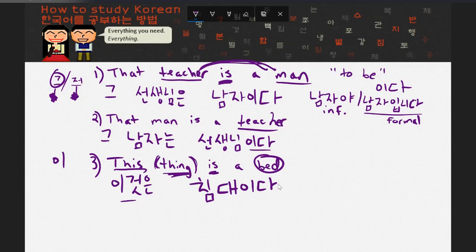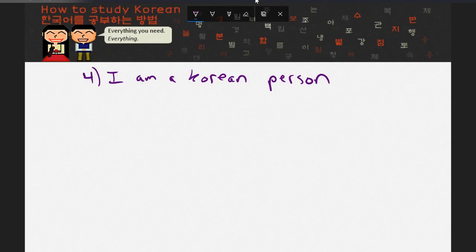The next sentence I would like you to try is: I am a Korean person. I want to point out that you actually really haven't learned how to make this type of sentence, but actually you have. In English, you might look at this and say, well, okay, in Korean, I know how to say Korea, but I don't know how to say Korean.